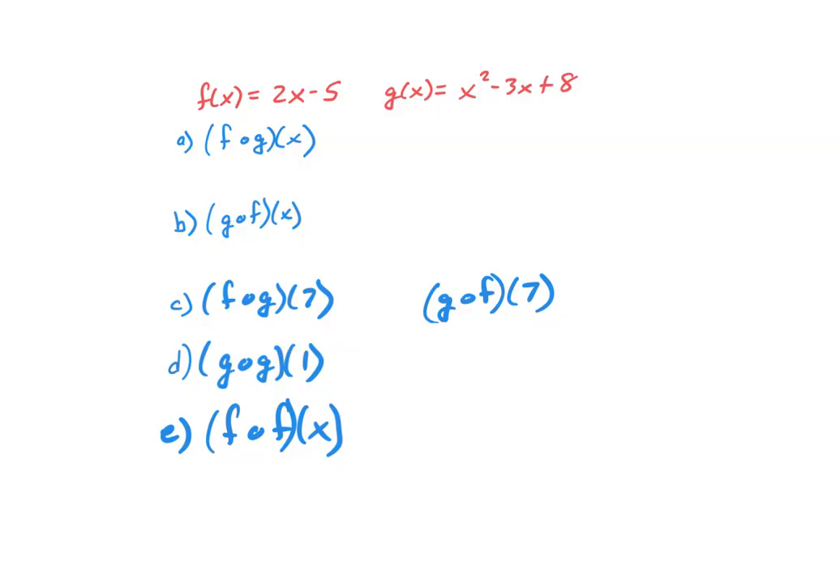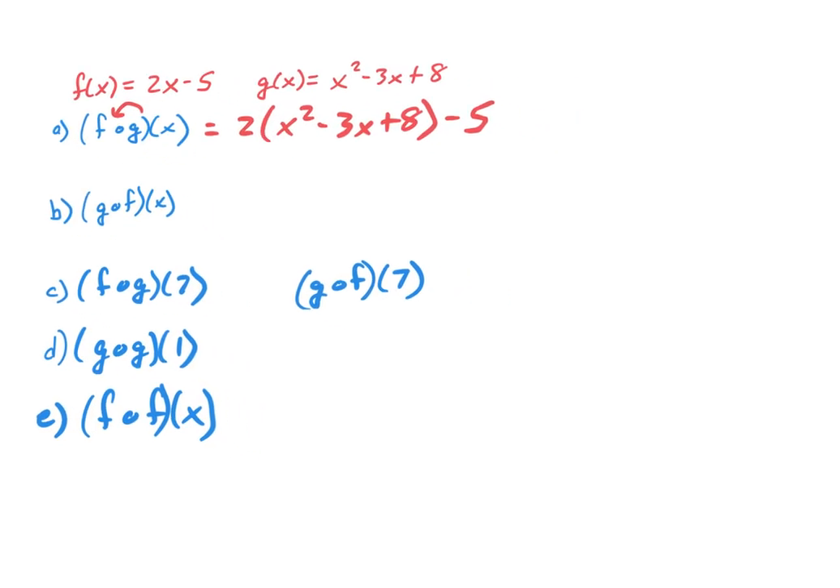Okay, so F follows G of X. What this means is we're going to take the G function and we're going to put it into the f function. So we're going to put this whole function g and take it and put it in for x over here. So it replaces any place that there's an x. So when we write this one out, we would go 2, and then we're going to insert the g function, like that. Okay, then we're going to simplify it.